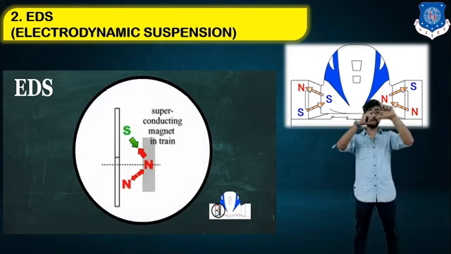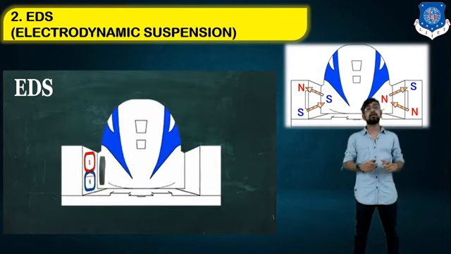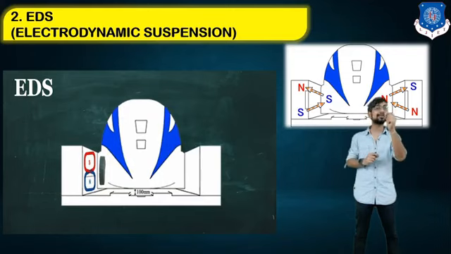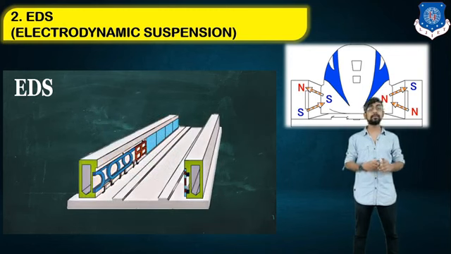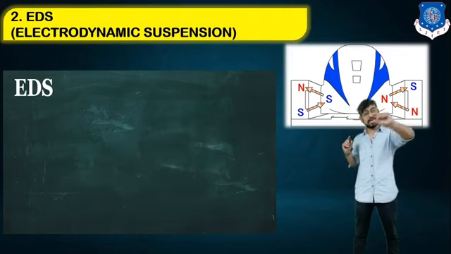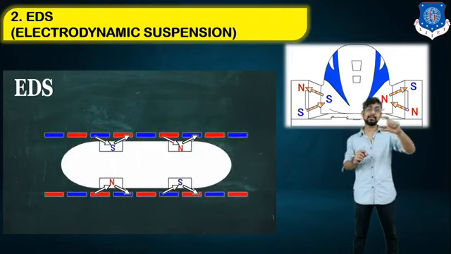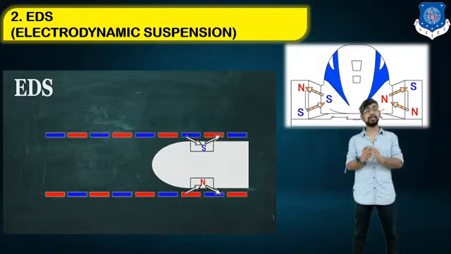So this repulsion and attraction will actually levitate the train above the track at a certain level. Okay, so this is basically an EDS system, and that is working through the entire train. The track is like that. So you can see that in the entire track that was present, and this is how it will be moving ahead.